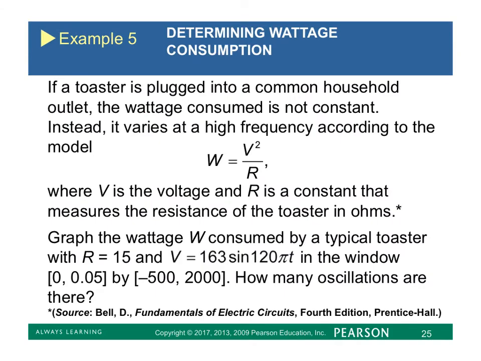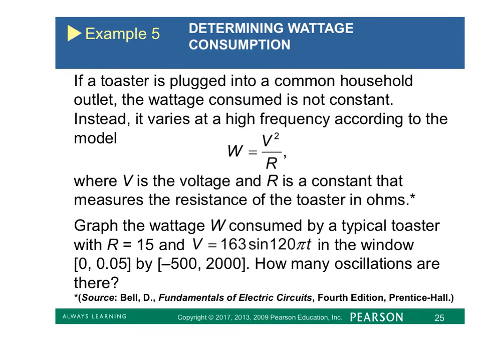If a toaster is plugged into a common household outlet, the wattage consumed is not constant. Suppose you didn't realize that. You figured you plugged in the toaster and it's so many volts. You just assume that everything's constant because the voltage is constant, but it's not. It varies at a high frequency according to this model. So your wattage is always going to be your volts squared divided by R. R stands for resistance.